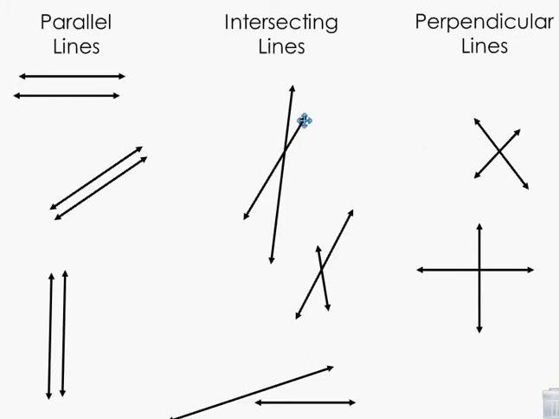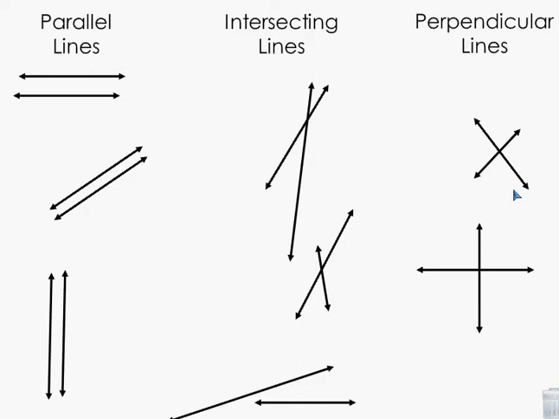Intersecting lines cross one another. It just means that they cross. They can cross any number of ways. It can even be like this where they're going to cross because they're lines and they go on forever. You can also have intersecting line segments. They also cross, but because they're line segments, they would have dots at either end.